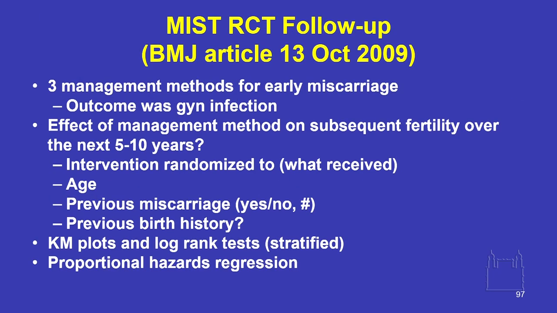That missed miscarriage trial, if you decide to read it, is on 3 management methods for early miscarriage. Like I said, the initial outcome was gynecologic infections. The effect of the management method on subsequent fertility was what they were trying to look at, however, in the rest of the study. The intervention they were randomized to was evacuation of retained products, watch and wait, or medical management. They actually did 2 analyses, as was brought up when Paul talked about per protocol or intent to treat. They did 1 with what they were randomized to, but especially if you treat women, many times you know that sometimes you have to do something else. And so they also did another one that included what women actually received. They did this by a survey.